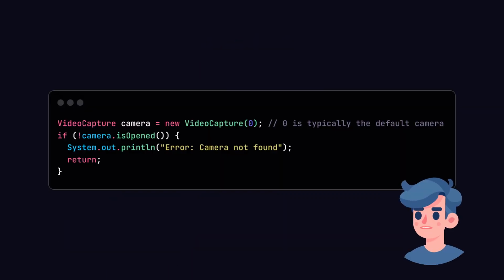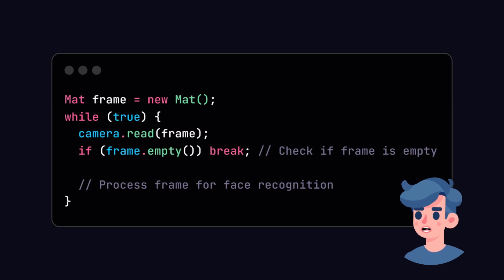We will next capture video from the webcam. Here's how to do it. We create a new VideoCapture object, which helps us to access the webcam input. Now that we have the webcam access, let's set up a loop to capture frames and process them. Here's a code snippet to accomplish that.